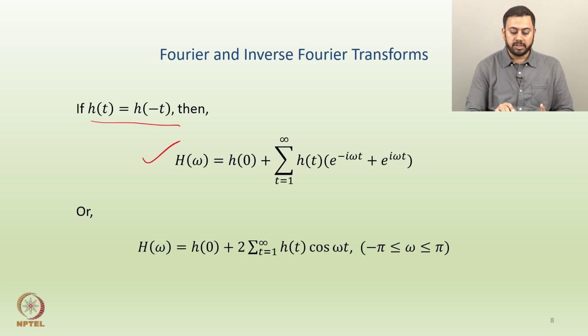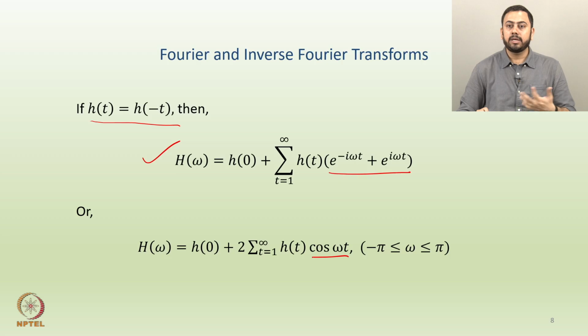So, h(omega) happens to be small h(0) plus the summation would now only run from 1 to infinity, because all the negative signs are the same as positive signs, right. And then t going from 1 to infinity h(t), and then e to the power minus i omega t plus e to the power i omega t, or in other terms h(omega) is nothing but small h(0) plus 2 into summation t going from 1 to infinity h(t) and then cosine omega t. So, this is exactly what I was mentioning just a short while back, that you have some relation between this combination, e to the power minus i omega t plus e to the power i omega t, and then 2 into cosine of omega t.